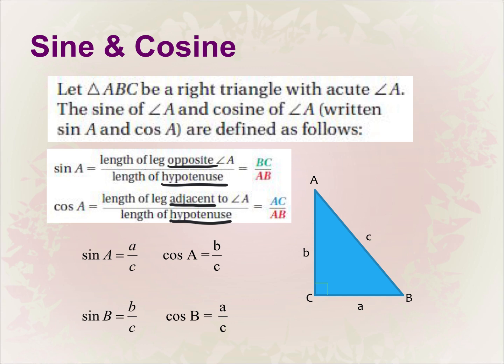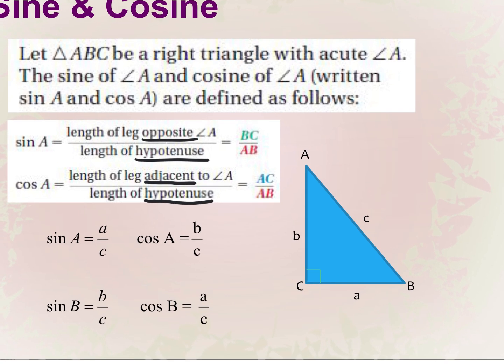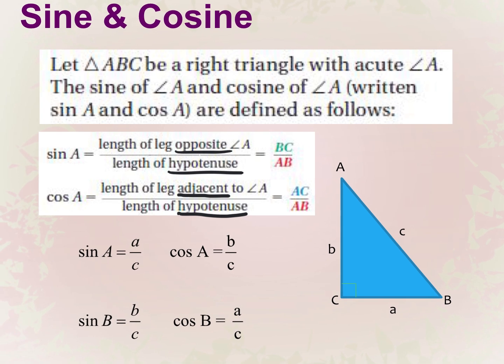So if we're looking at angle A, right? Angle A is up there at the very top. Guys, what side is opposite the angle A? Lowercase a. Do you guys see that? So that's the leg that's opposite capital A, the angle. What's the hypotenuse? C. So your ratio for sine of capital A is little a over C. Do you guys see that?